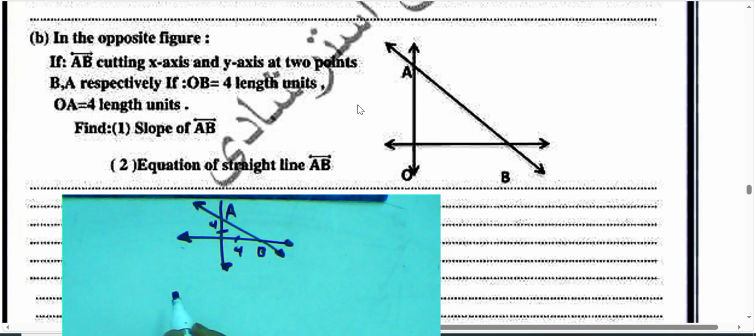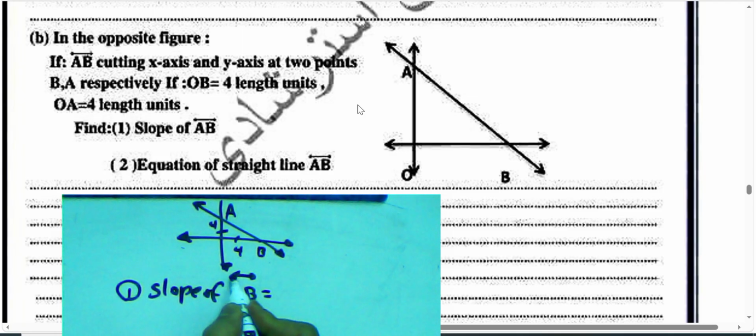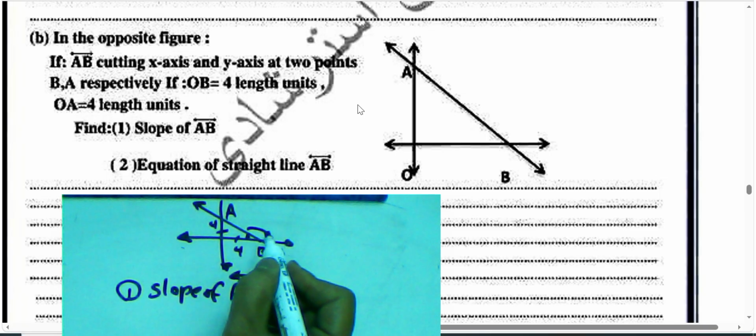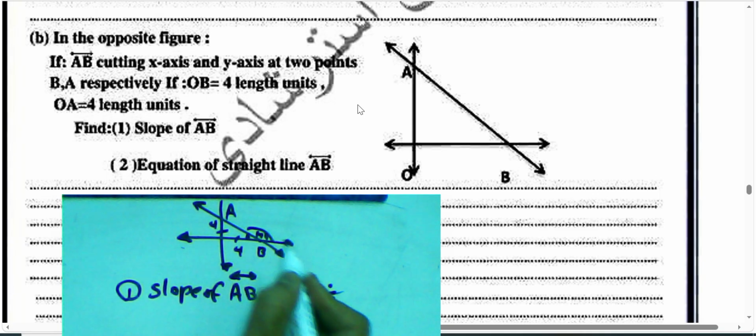Then we can find number 1, the slope of straight line AB equals tan 135, because the angle here will be 45, then the supplementary angle here is 135. It will be negative 1. The slope will be negative 1.